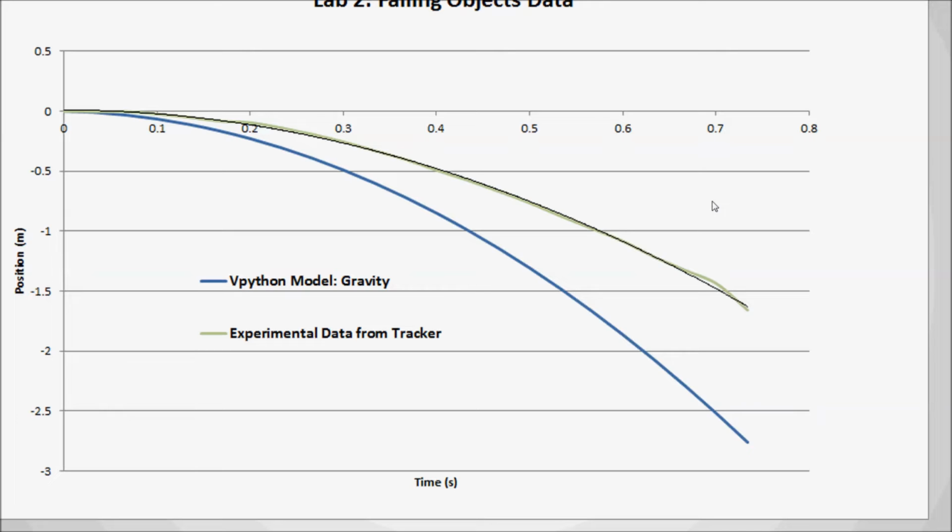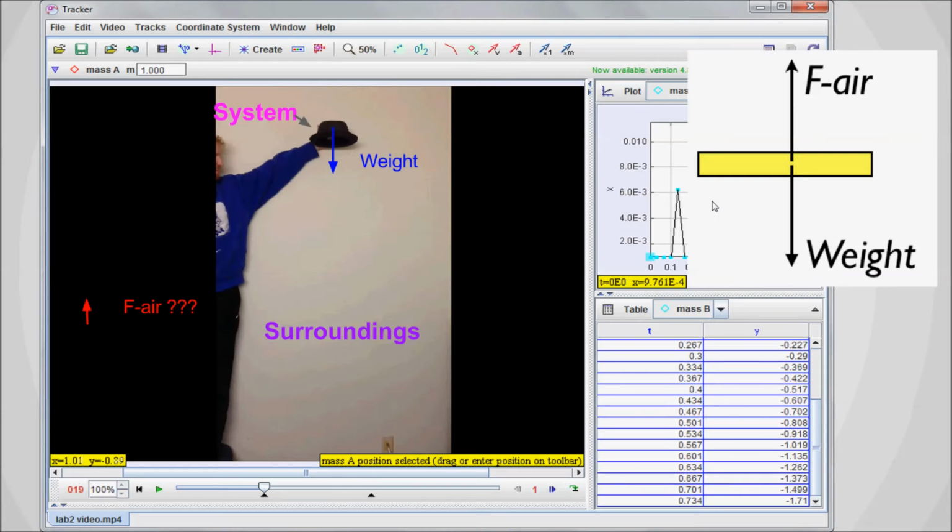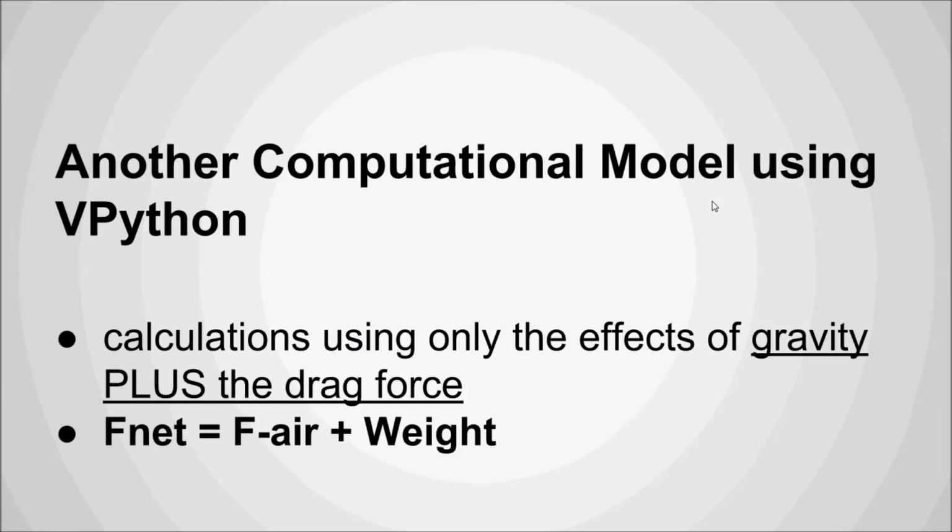As you can see, the gravitational model predicted the object falling much further than it actually did. That's because we didn't account for the drag force at all, which would have diminished the magnitude of the net force since it is in the opposite direction of the gravitational force.